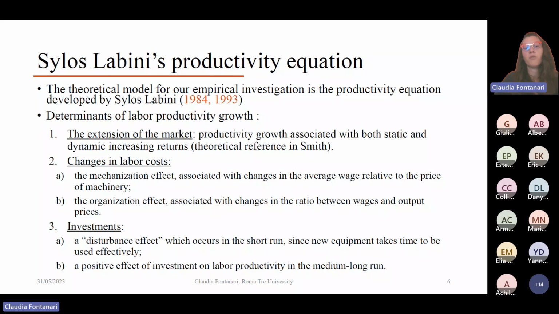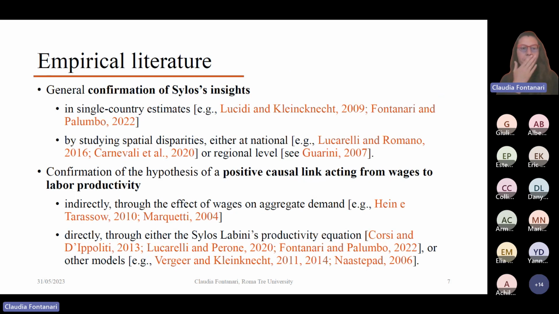And then we have the effect of investment, which appears to have a negative effect at the beginning, due to the fact that new equipment takes time to be used effectively, but then it exerts a positive effect on productivity in the medium to long run.